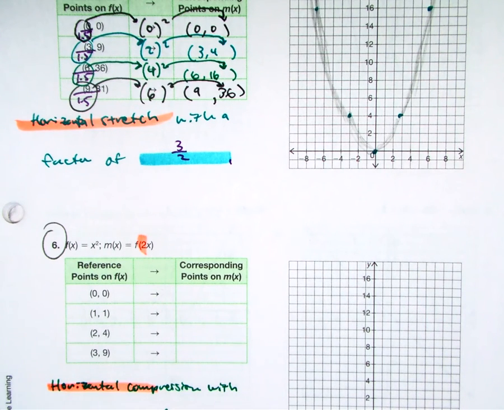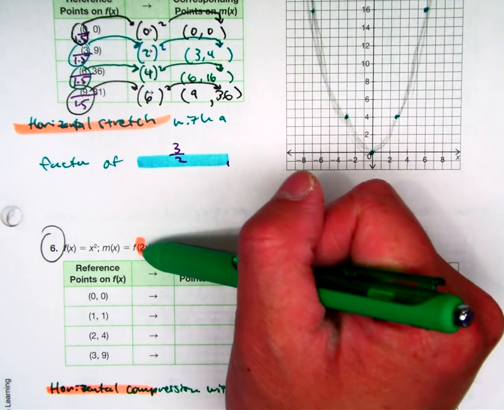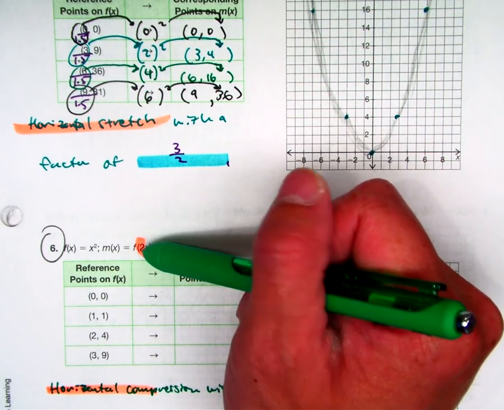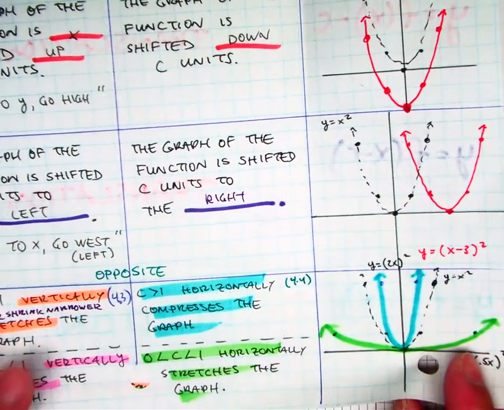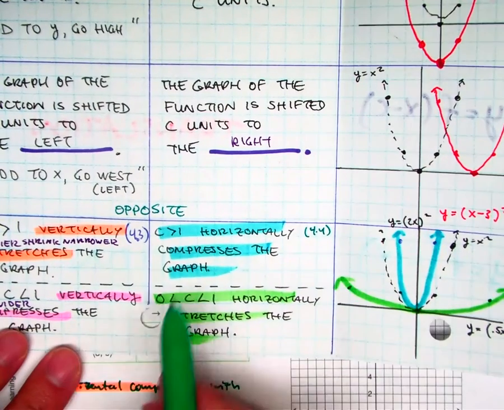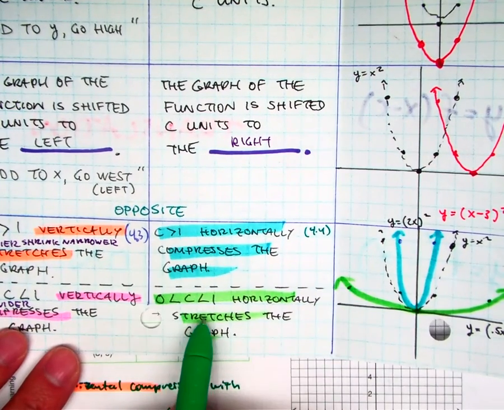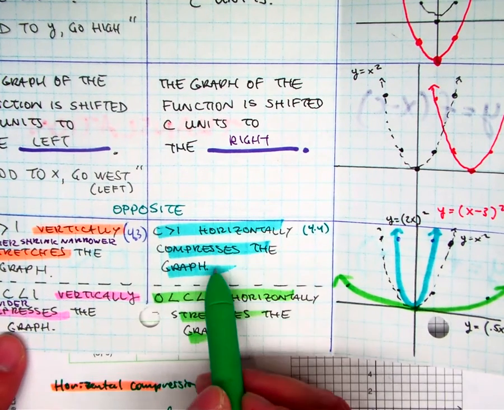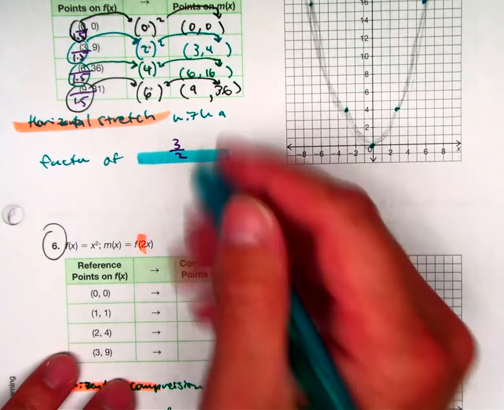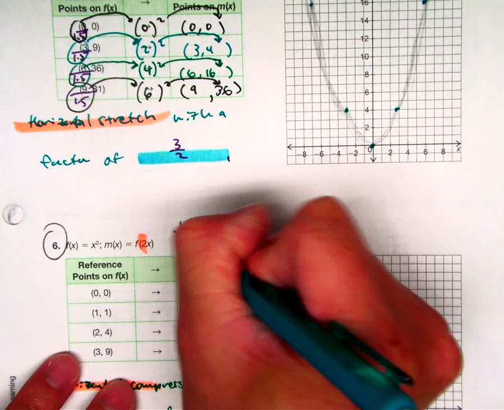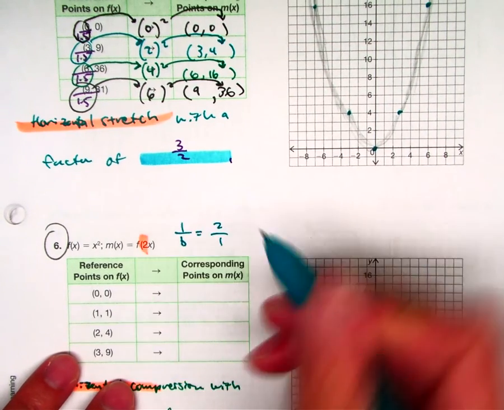Okay. So this one you're looking at this number. 2. And 2 is what? Yeah, and it's greater than 1, or is it between 0 and 1? Greater than 1. And that's why it's a horizontal compression. Okay? How do I find the B value, Alonzo? 2 over 1. So 1 over B equals 2 over 1.